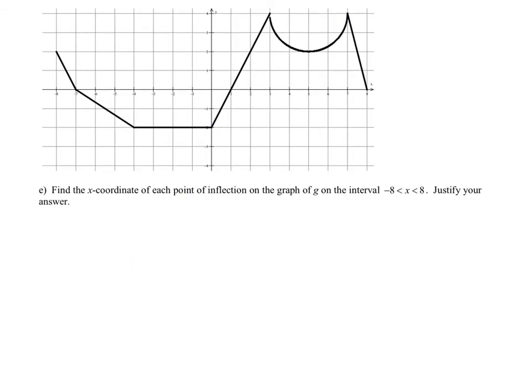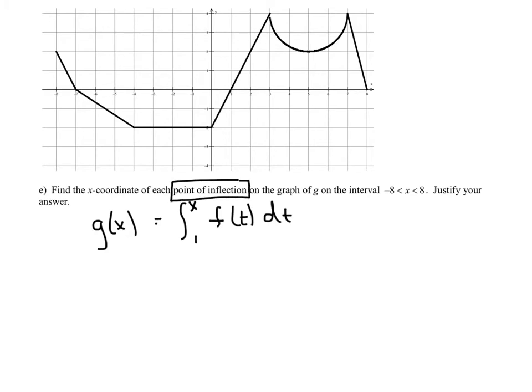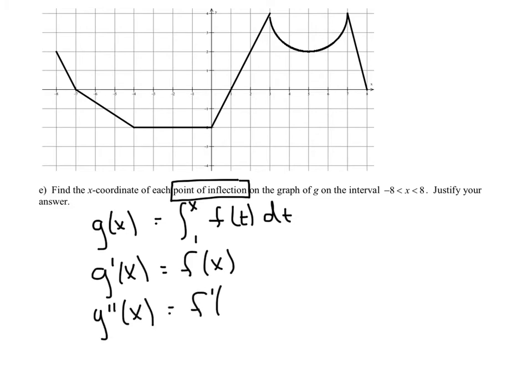Alright, part E is the last part for this particular function. And just to recall, g of x is the integral from 1 to x. As soon as they mentioned point of inflection, a little voice in the back of my head started screaming second derivative. So we know g prime is equal to f of x, and therefore g double prime is really f prime of x. So a point of inflection means g double prime has got to change signs. So I'm going to attempt to make a sign chart here.